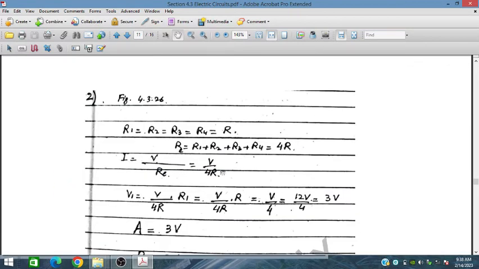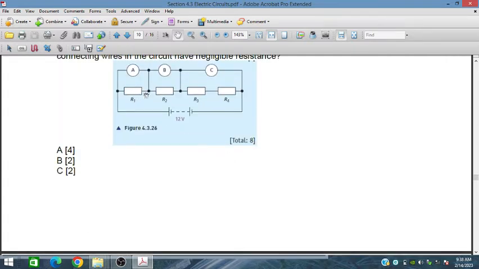So this is V upon 4R. So current, whatever the resistance, in place of resistance we are using R. This is R, R, R, R. So R plus R plus R plus R is 4R. 12 volt divided by 4R gives the current flowing through this circuit, and the potential difference across this resistance will be V upon 4R multiplied by R1.